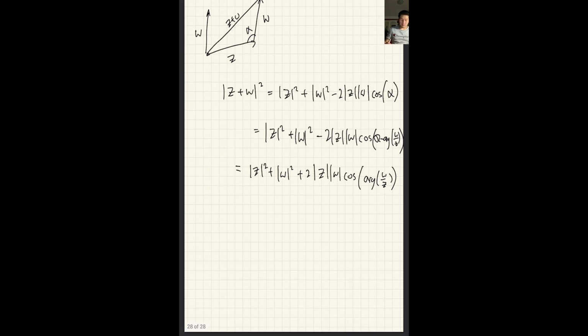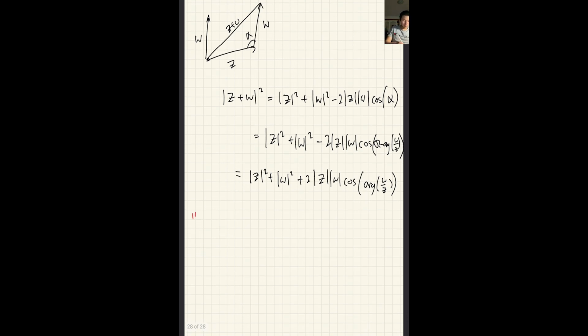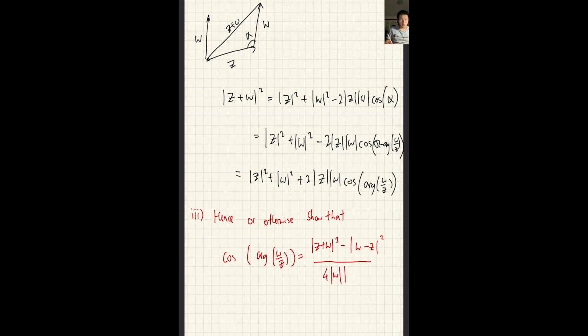Okay, now let's have a go at the third part. Okay, hence, or otherwise, show that cos arg W on Z is equal to the modulus of Z plus W all squared minus the modulus of W minus Z all squared on 4 W times Z. Okay, and this is going to be worth 2 marks. All right, so pause the video and have a go at it.